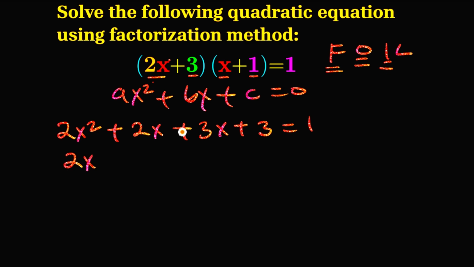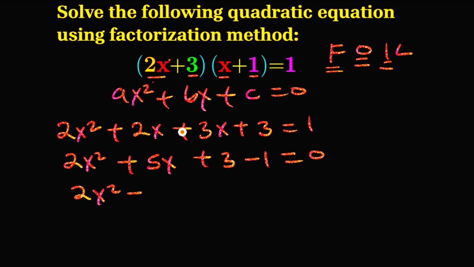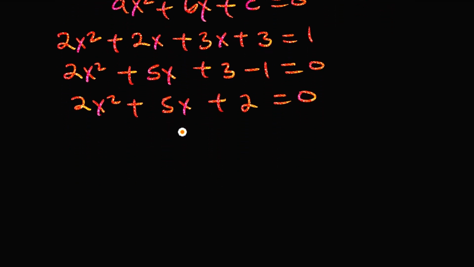So we have 2x², and we have 2x plus 3x, that is 5x, then plus 3. We bring 1 to the left, it becomes negative 1. So we have 2x² + 5x + 3 - 1, which is 2, equal to 0. So now we have our equation in its standard form.